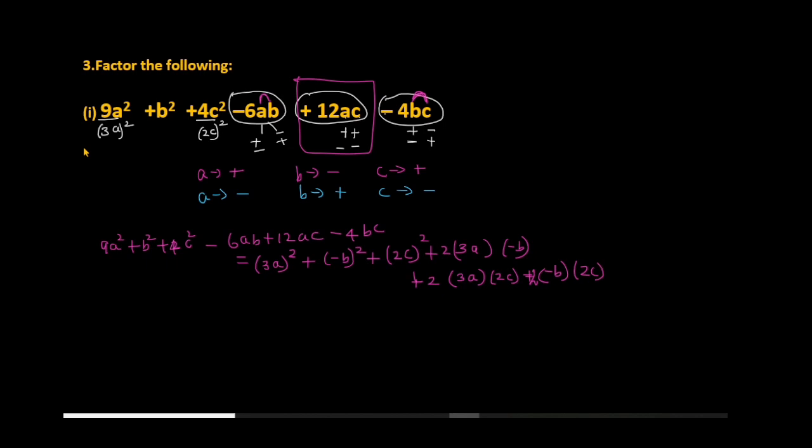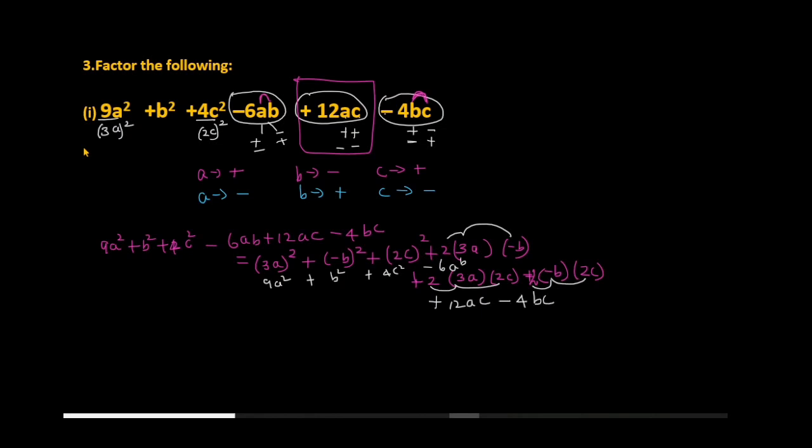Now check the multiplication, whether we are getting that or not. Here 9A squared, this one B squared, this one 4C squared, plus. Now here 3 2s are 6, 6 into minus 1, minus 6AB. Here 2 into 3 is 6, 6 into 2 is 12AC, plus. Then here 2 into minus 1 into this, minus 4BC.